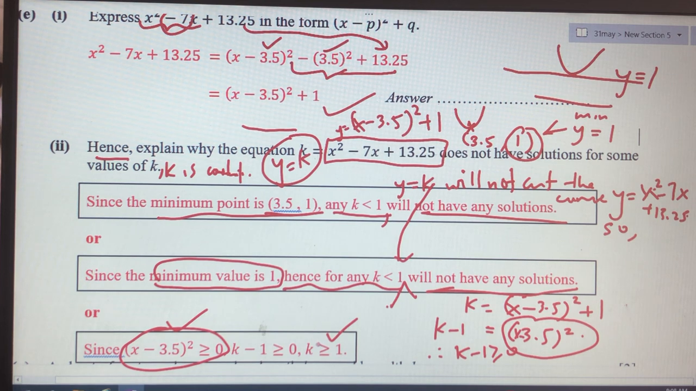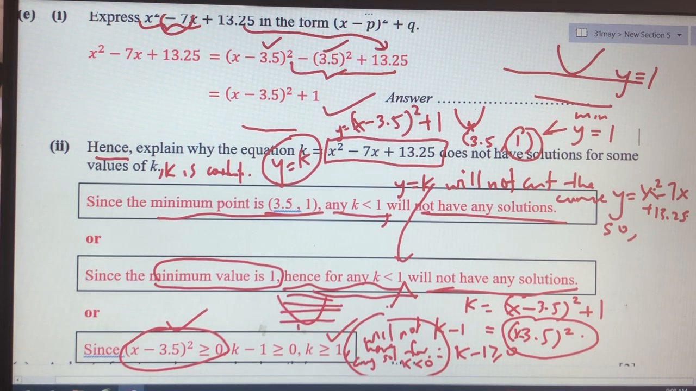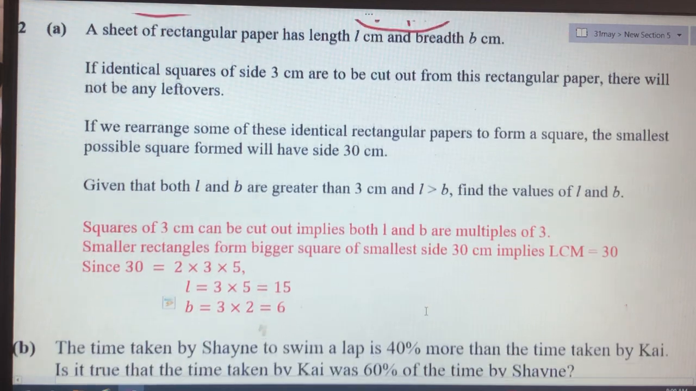Now, then you conclude, because k is greater or equal to 1, this will not have any solution for k less than 1. Alright? This last part here, we are just rephrasing this part. If I'm always greater than this 1, right? Then I cannot be here. I cannot be below 1. You follow? Okay, so these are the three ways to explain this question.